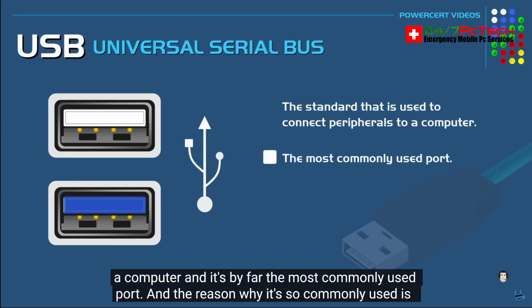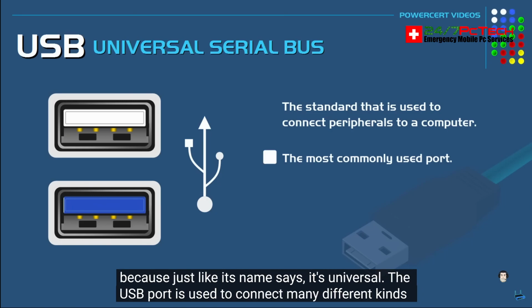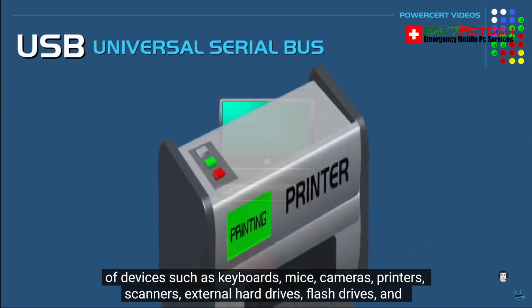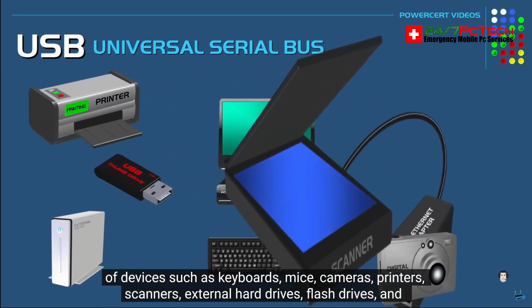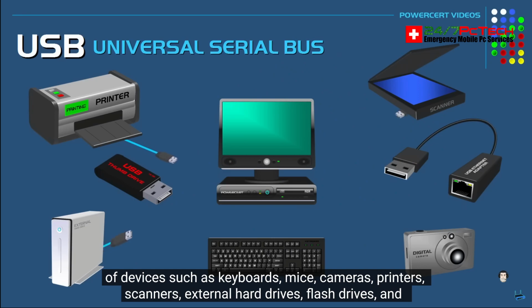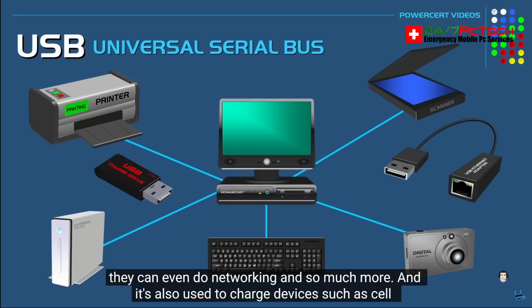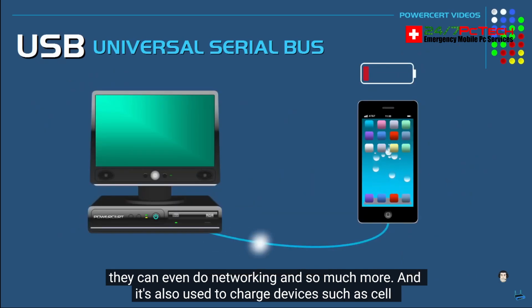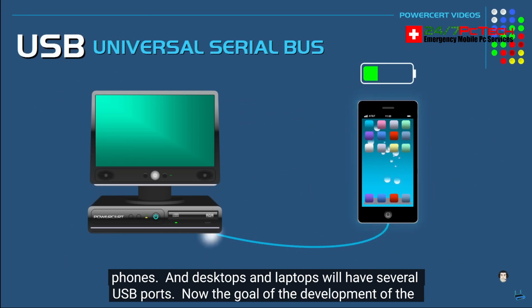And the reason why it's so commonly used is because, just like its name says, it's universal. The USB port is used to connect many different kinds of devices, such as keyboards, mice, cameras, printers, scanners, external hard drives, flash drives, and it can even do networking and so much more. It's also used to charge devices such as cell phones. And desktops and laptops will have several USB ports.